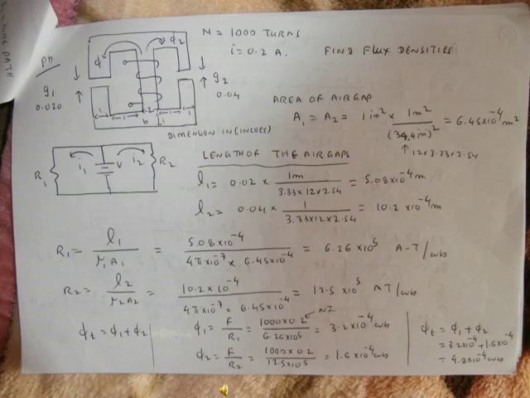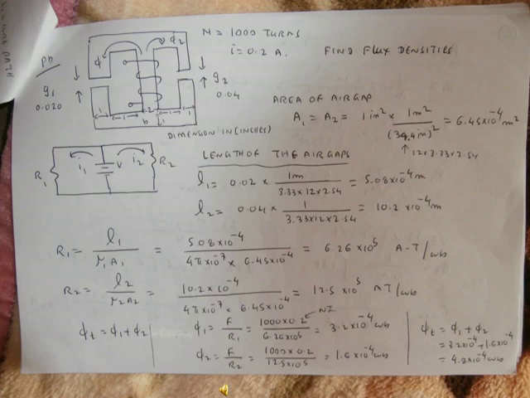In this case, the number of turns is 1,000 and the current I equal to 0.2 ampere. We need to find the flux density. In this case, we have to assume the area of the air gap. The area of the air gap is A1 equal to A2, which is given as 1 inch square. So we convert it to meters: 1 inch square multiplied by 1 meter square divided by 39.4 inch square.